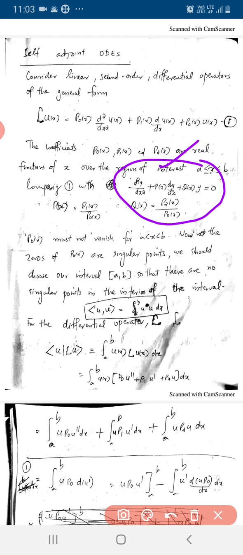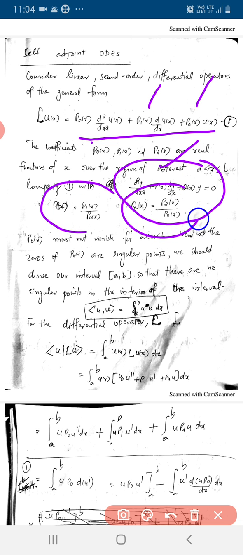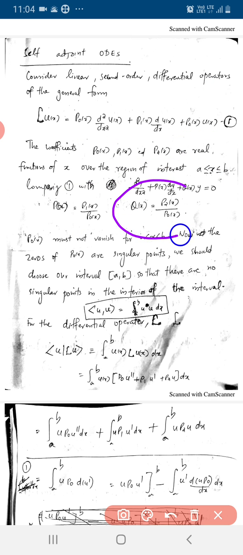Here if I divide this entire equation by P0 of x, I will be getting P1 of x by P0 of x here, and P2 of x by P0 of x here. So this p of x is P1 of x by P0 of x, and q of x is P2 of x by P0 of x.